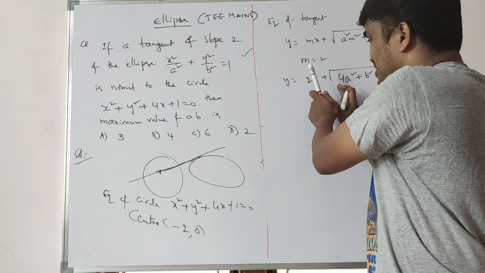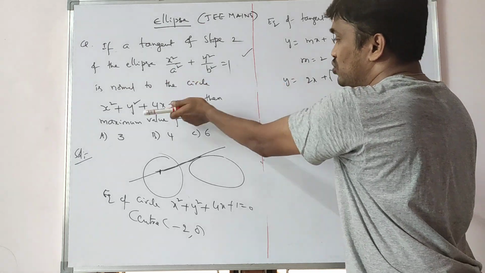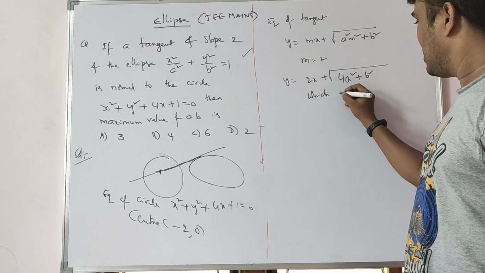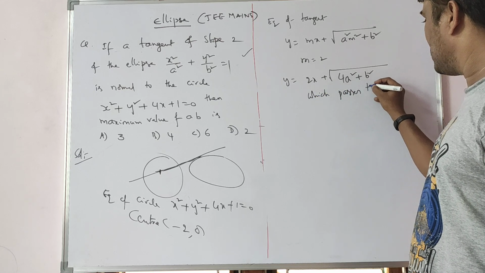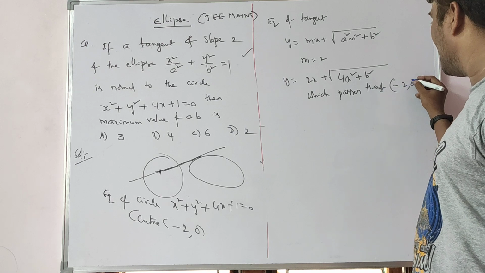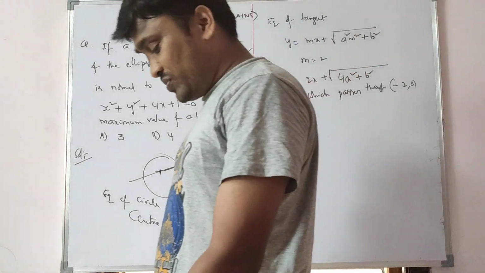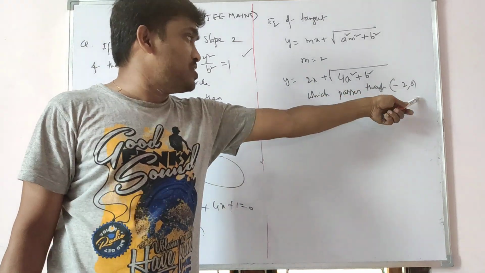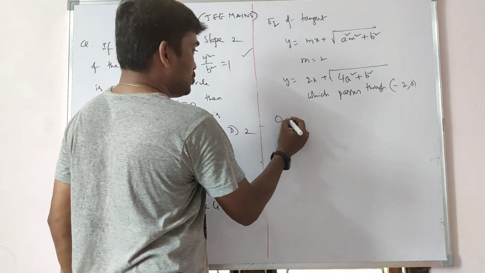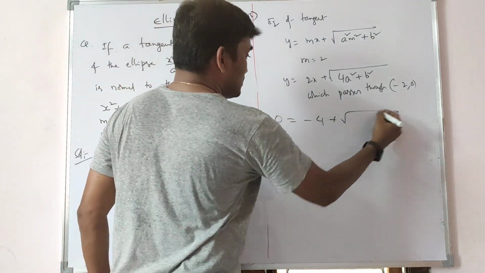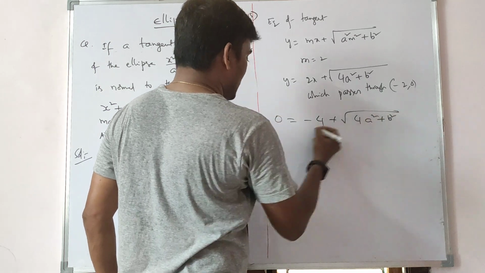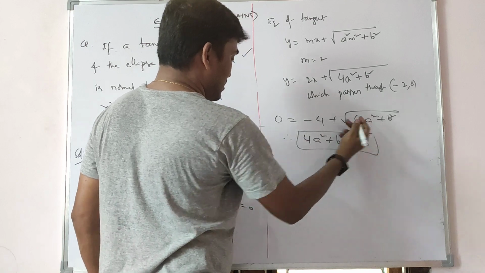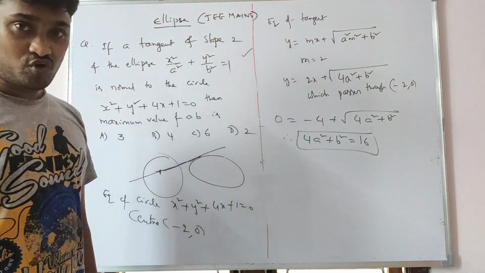Now this line is normal to the given circle. That means it passes through the center of the circle, that is (-2, 0). So replace x by -2, replace y by 0. What is the result coming? 0 is equal to -4 plus root over 4a square plus b square, therefore 4a square plus b square is equal to 16. Transpose to this side, after that apply squaring on both sides.